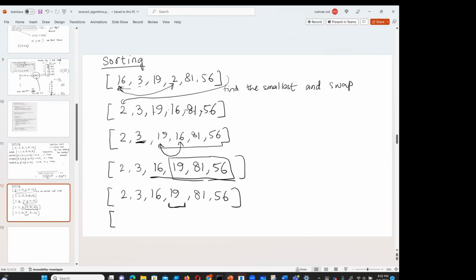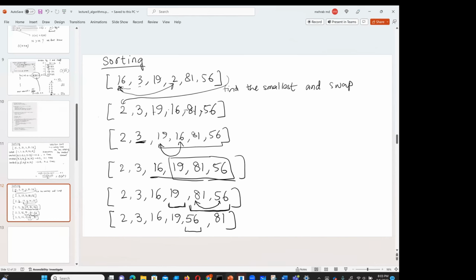What is the next thing I'm doing? What is fixed now? 2, 3, 16, and 19 are done, right? I just have to work on what? 81 and 56. Yes, and my target is to put it where? In this position, 56 and 81, right? So for that, I'm seeing that 56 is the smallest. So what I do is I just swap it with the position, right? I put the 56 in the right position and 81 goes here, right? So now I am done.